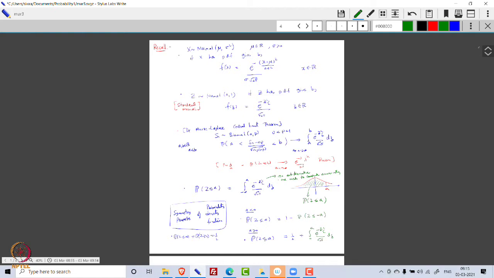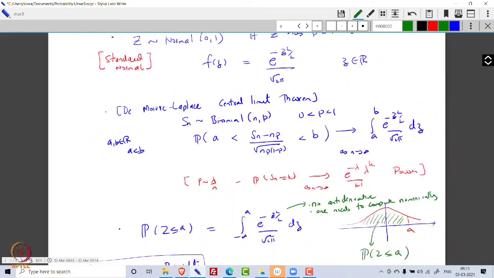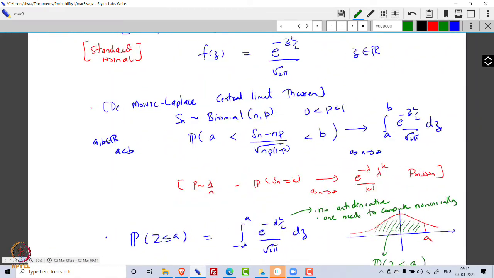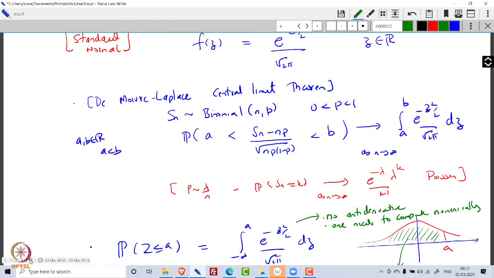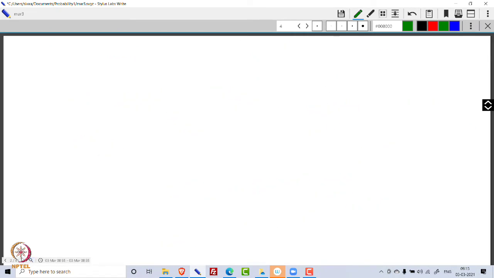Very good. So now let me try and illustrate some properties of the normal, both x and z. Then we'll try and work through them slowly. So now the first thing I want to do is show you how to compute these properties.